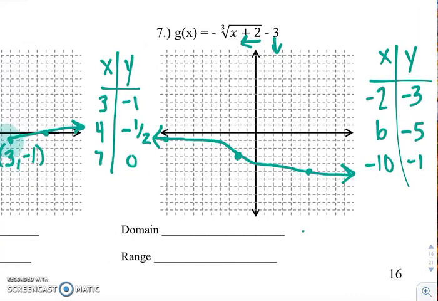So, domain, I don't even need to try to figure out because it was a cube root. The domain will be negative infinity to positive infinity, and so will your range. There's no stopping point. It continues forever in the vertical direction and the horizontal. So try the last two, 4 and 5.